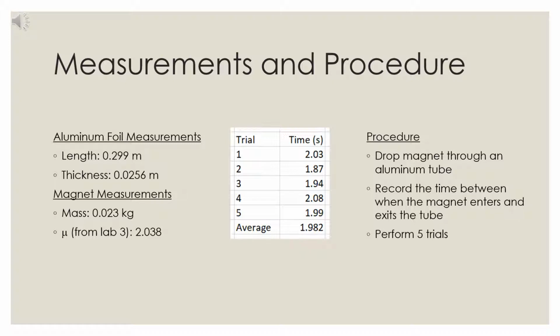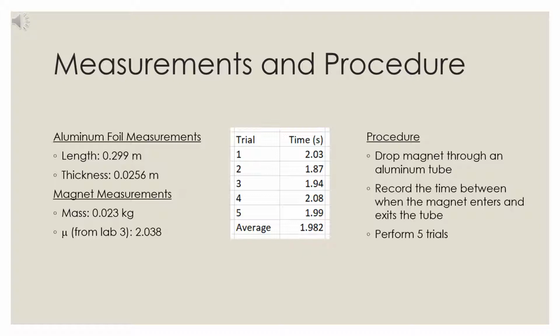Before actually doing the experiment, I recorded the measurements of the aluminum foil tube and the magnet. The length and thickness of the tube are listed, as well as the mass and mu, the magnitude of the magnetic dipole moment of the magnet. This mu value is taken from my results in Lab 3.